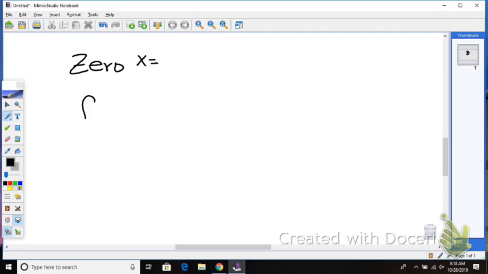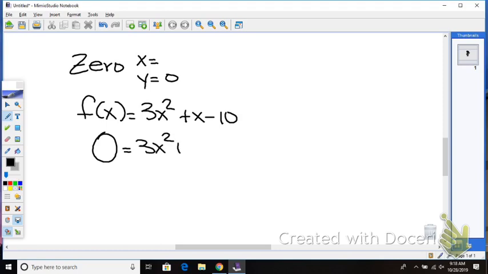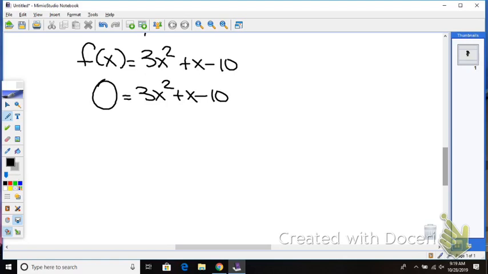So if I give you something like this, f of x is equal to 3x squared plus x minus 10. So we're finding x when y equals 0. What's the y up here? F of x. So we're going to set this whole thing equal to 0, and we've done this before. What do we need to do to solve for x here? Factor. Or the quadratic formula, but this one does factor. So we need to factor this. So the two numbers I'm looking for are -30 and 1.